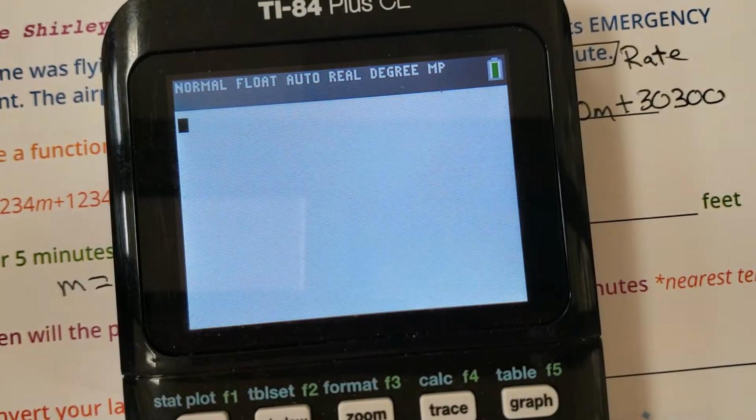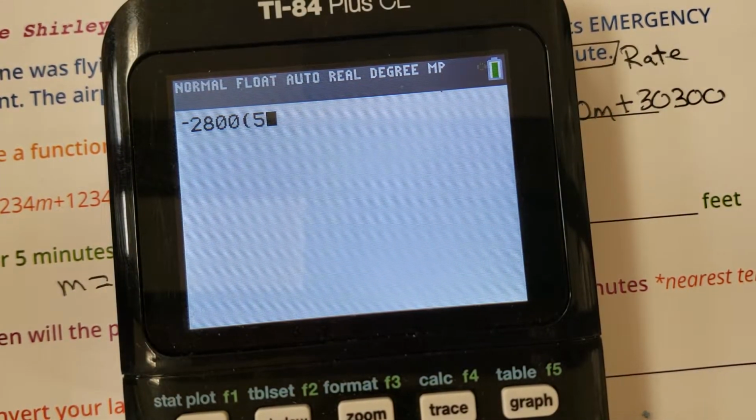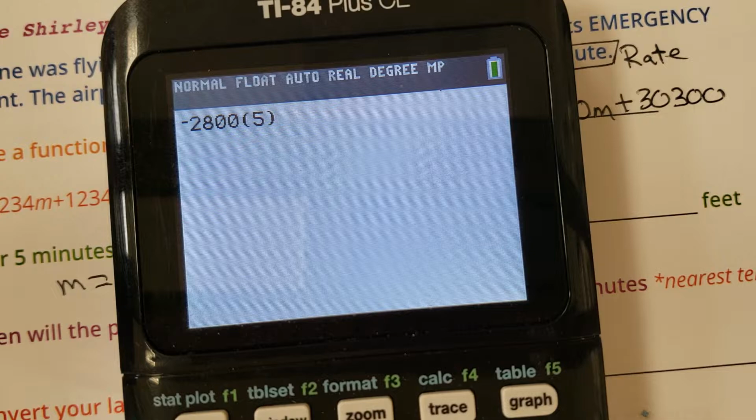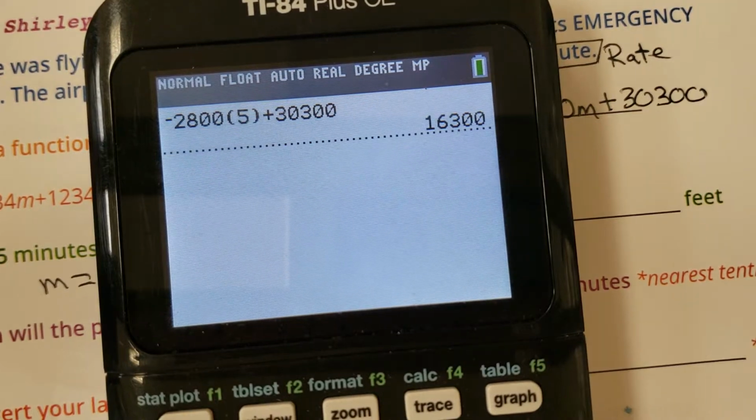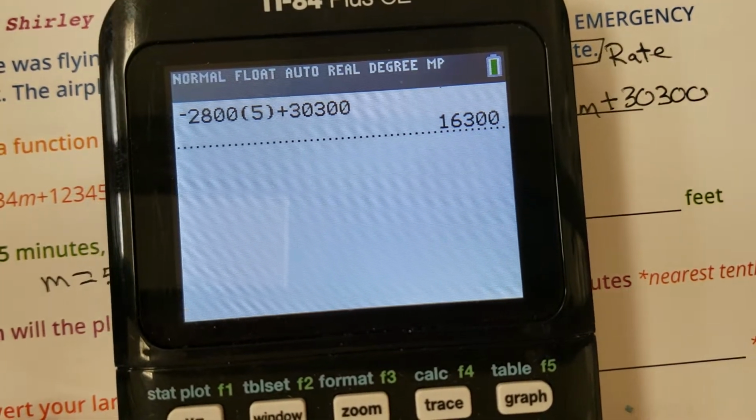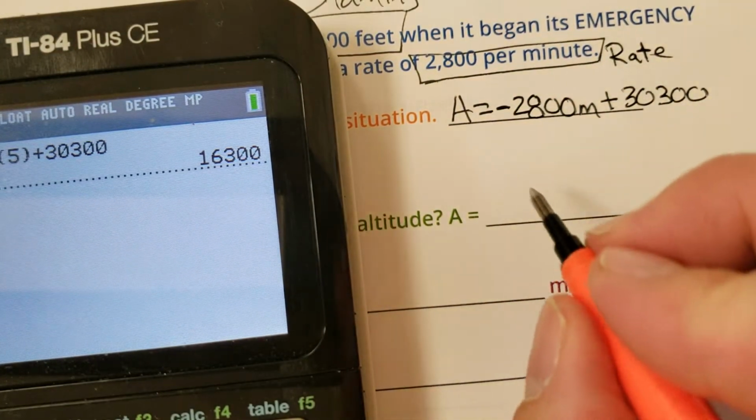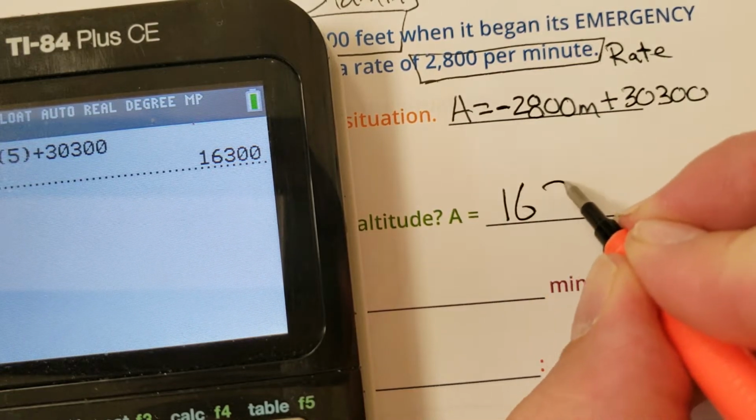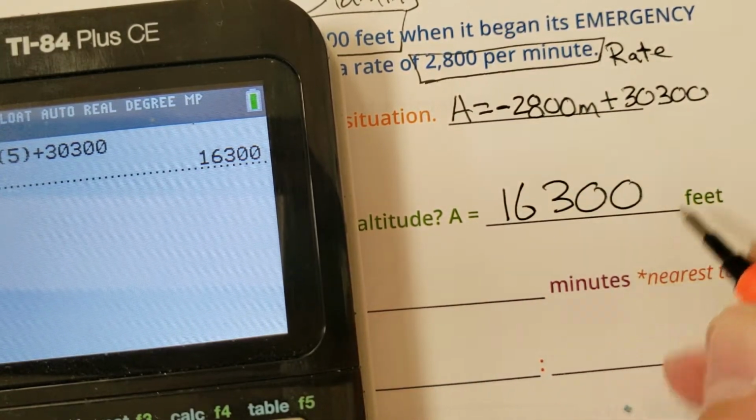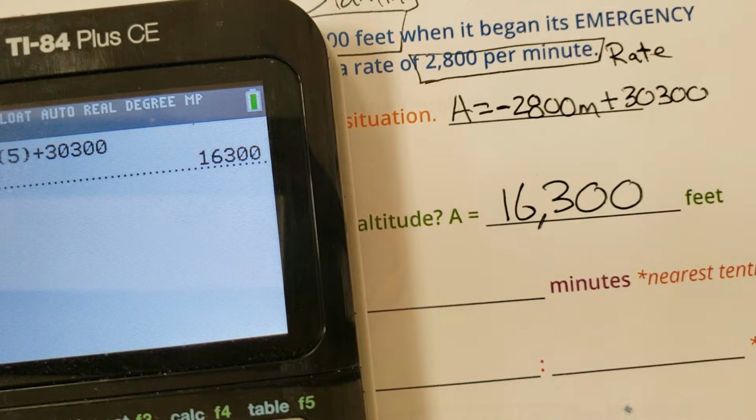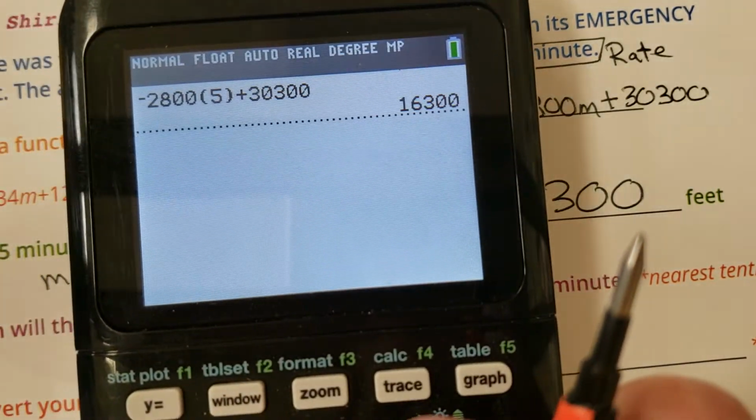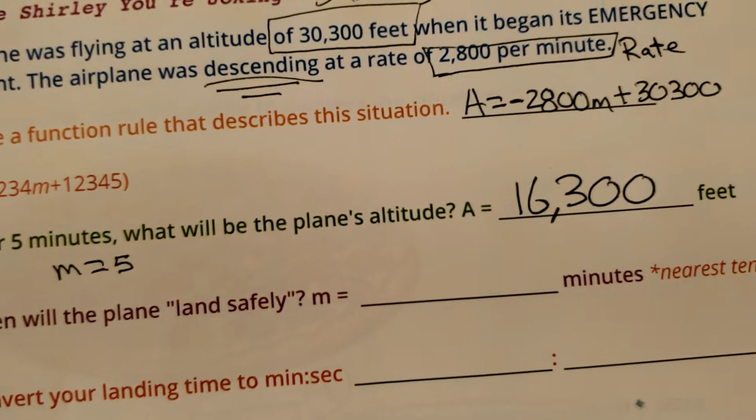Here we go. Negative 2,800 times 5 minutes. You're descending 2,800 per minute. Well, I just gave you 5 minutes. Plus 30,300. Ooh, it looks like at the 5-minute mark, the airplane is going to be at 16,300. I think I have it set up where you can include the comma or not, but type it in however you feel most comfortable, students.